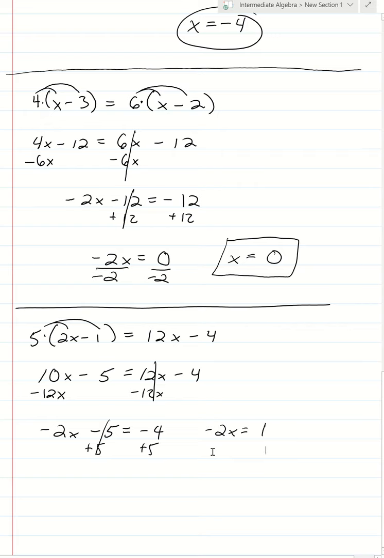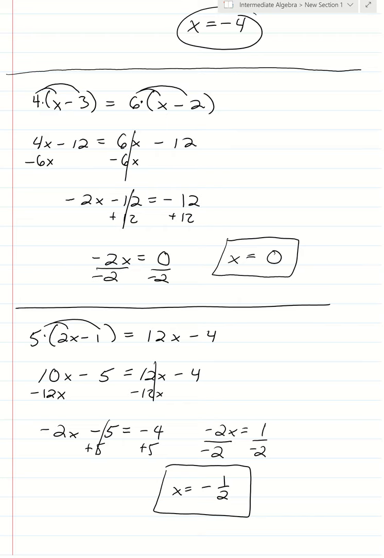Now remember, we're up to step 4. Step 4 tells us we have to eliminate this coefficient of negative 2, okay, which is being multiplied with the x, so we will have to divide both sides by the negative 2. Here on the left side, we're left with just x, and on the right, we are left with a fraction of negative 1/2.